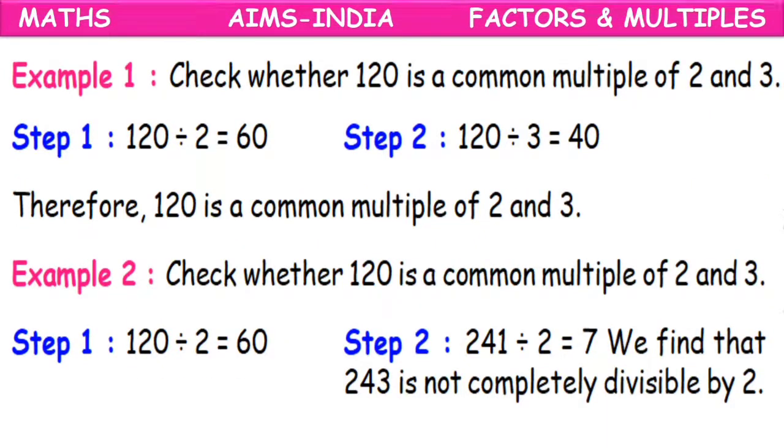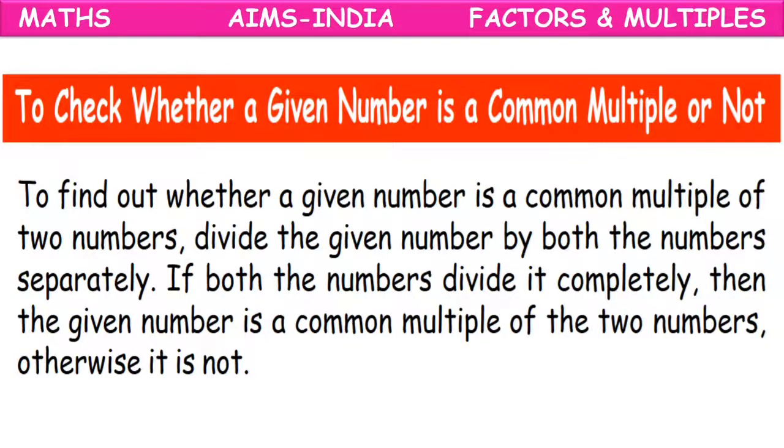Now, to check whether a given number is a common multiple or not. If we remember what we discussed about multiples, when we divide a multiple by the number, 4 is our multiple, and 4 is a multiple of 2. So when we divide, the remainder should be 0.